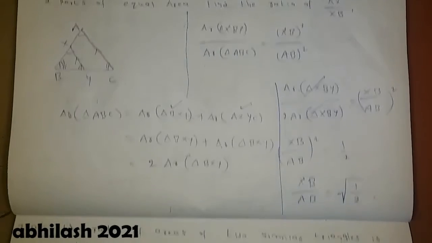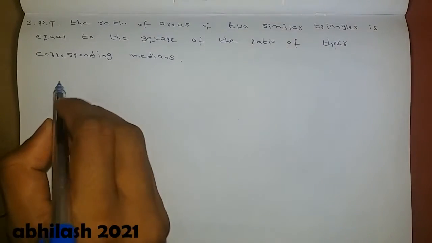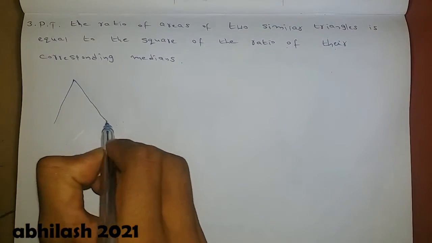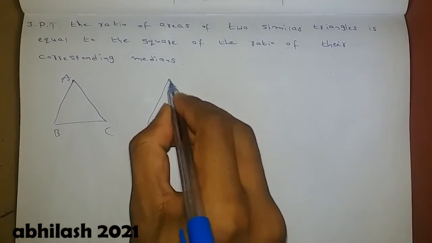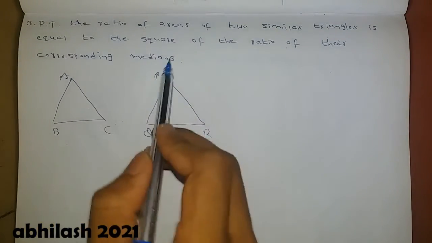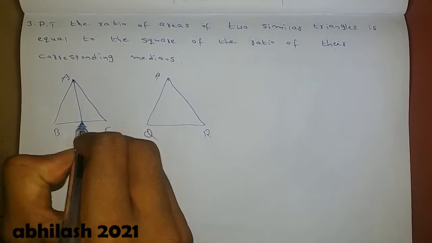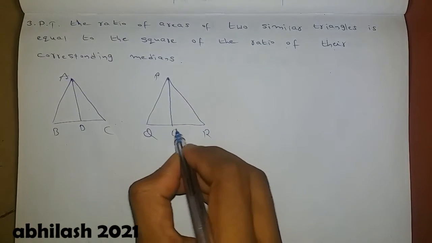Okay, let's move to the next question. Prove that the ratio of areas of two similar triangles is equal to the square of the ratio of their corresponding medians. So for example, I am taking two triangles. One is triangle ABC and one is triangle PQR. And for these two triangles, medians also there. For ABC triangle, AD is the median, and for PQR triangle, PE is the median.